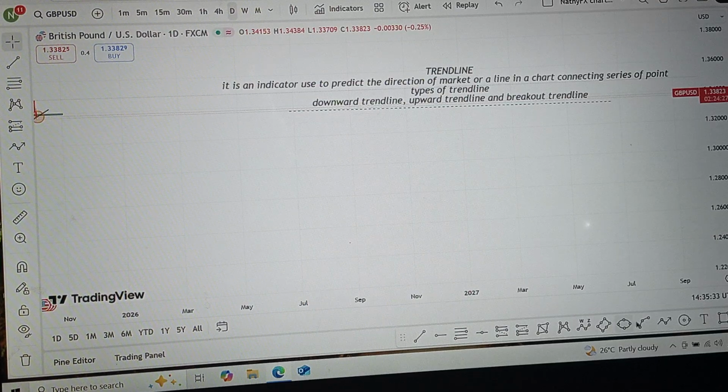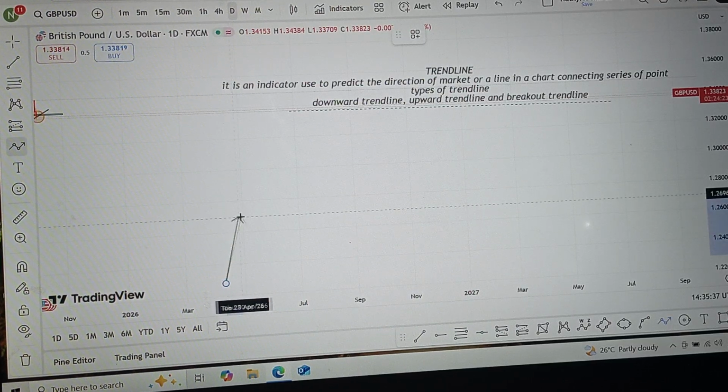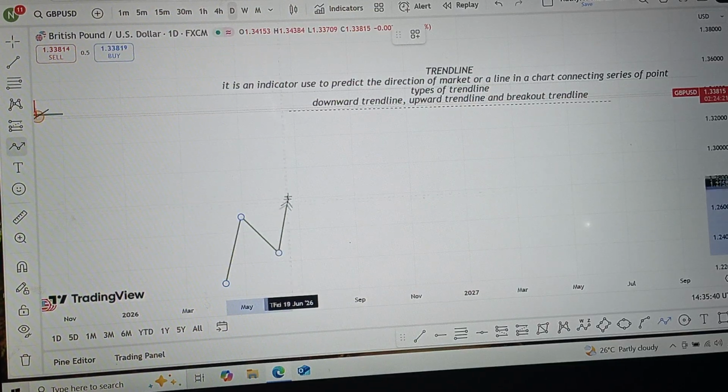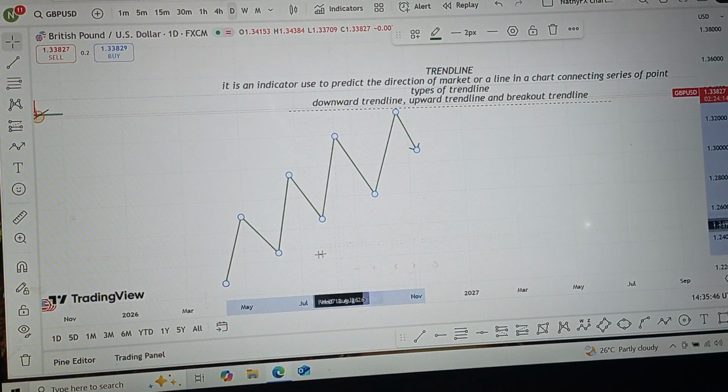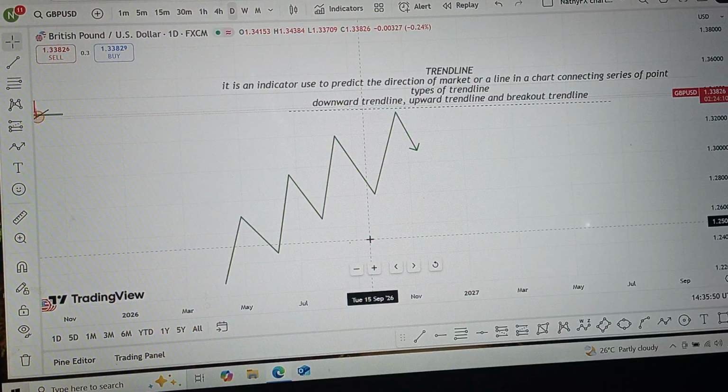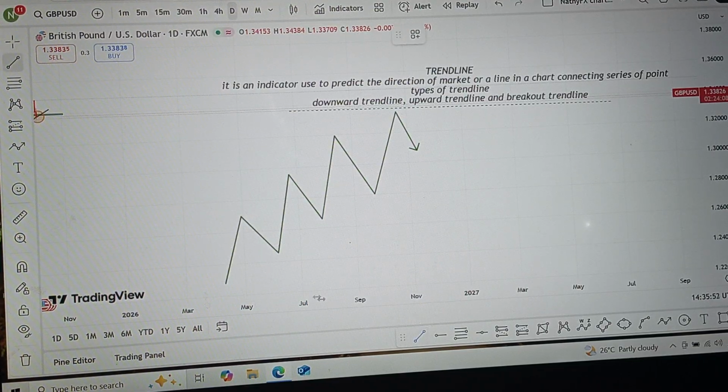Now, how does market structure look and how do we use it? The market doesn't move in a straight line. If it's an upward trend, it moves in this structure. It must move up and down, in waves. So how do we know when we are to buy and when we are not to buy?